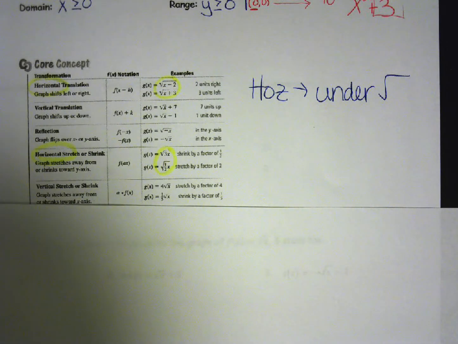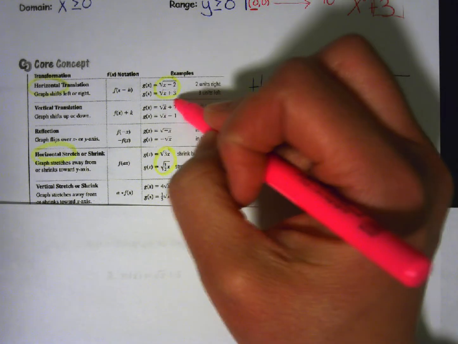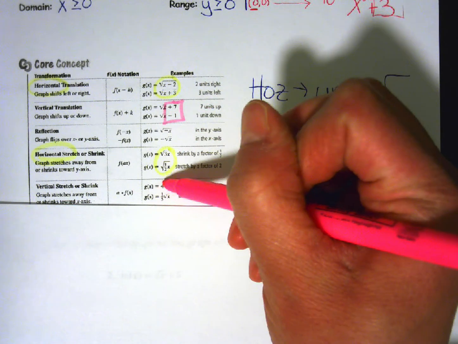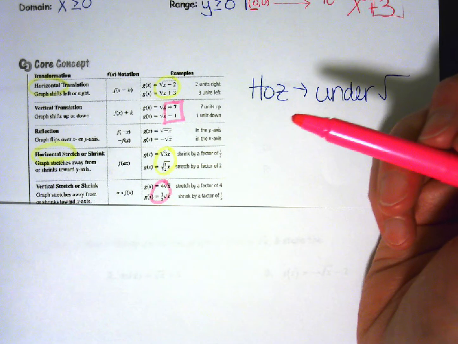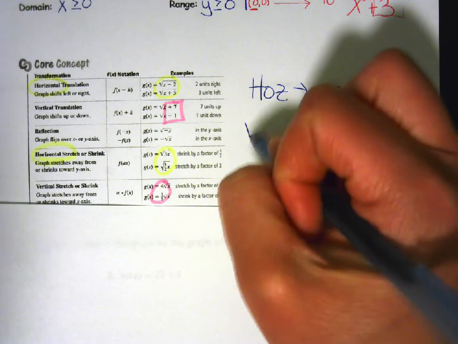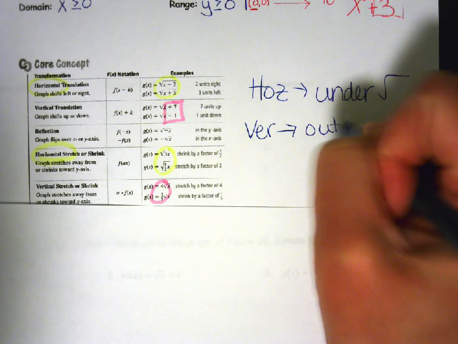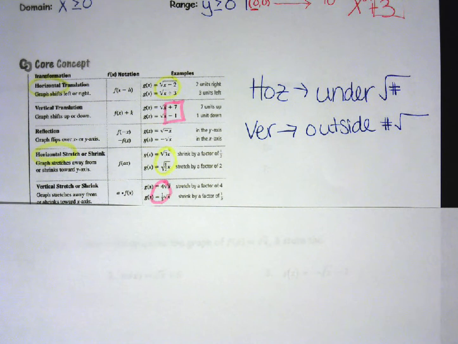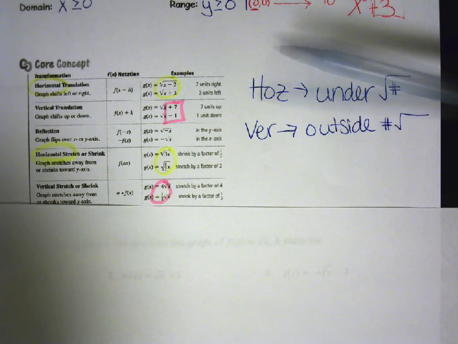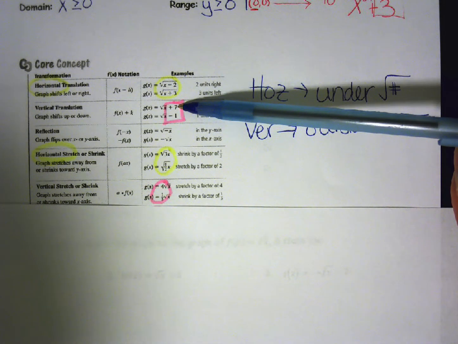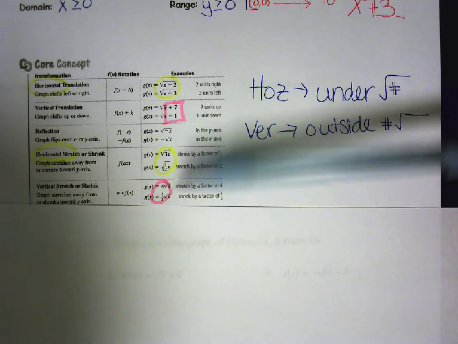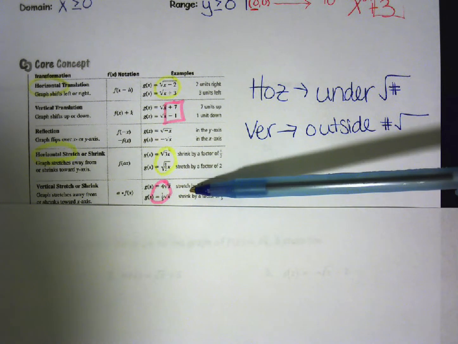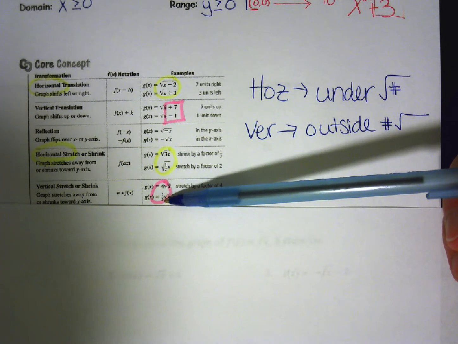And then anything outside, notice how this is a +7 and a -1. See how it's outside? And notice down here, the multiplication is outside. So anything that's outside is going to be our vertical. So outside like this instead of underneath like that, okay? And I think verticals are a little easier because if you see a +7, then that goes up, and if you see a minus, it goes down. Same thing with stretches and shrinks. If it's greater than 1, it's a stretch. If it's between 0 and 1, it's a shrink.